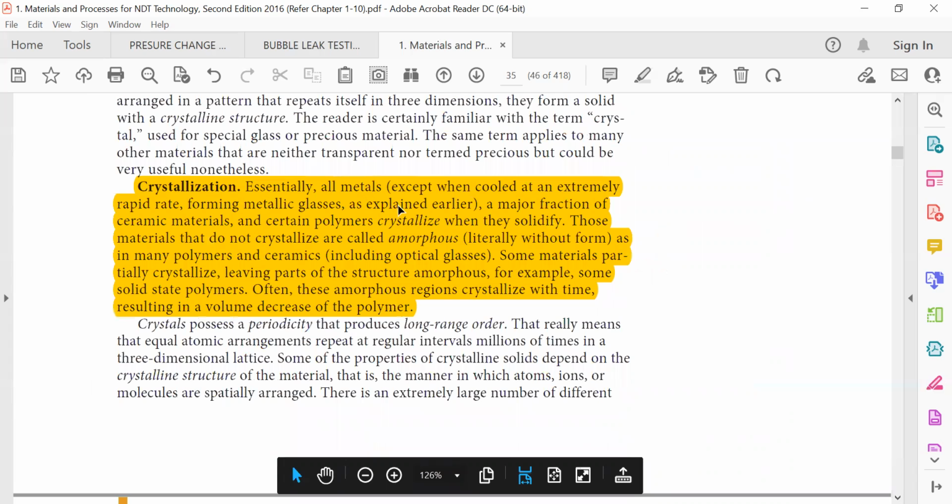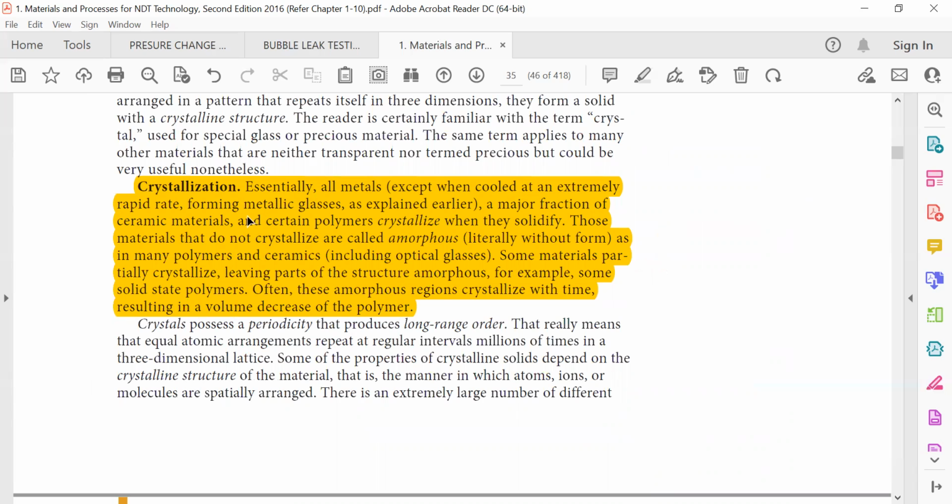Crystallization: essentially the metals crystallize when solidified, except when cooled at an extremely rapid rate. A major fraction of ceramic materials and certain polymers also crystallize when they are solidified.